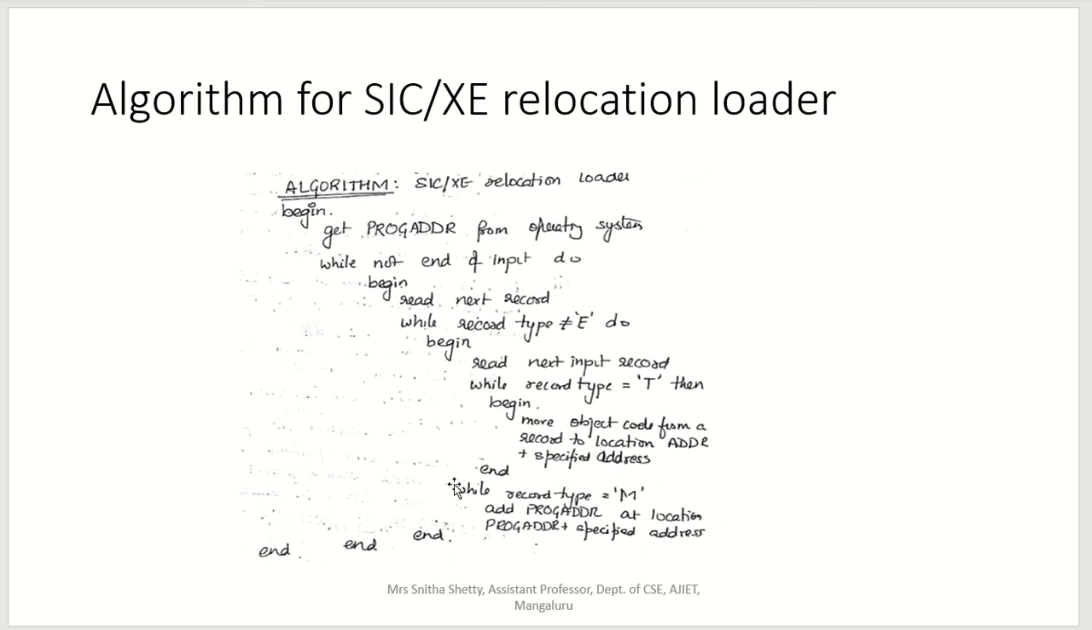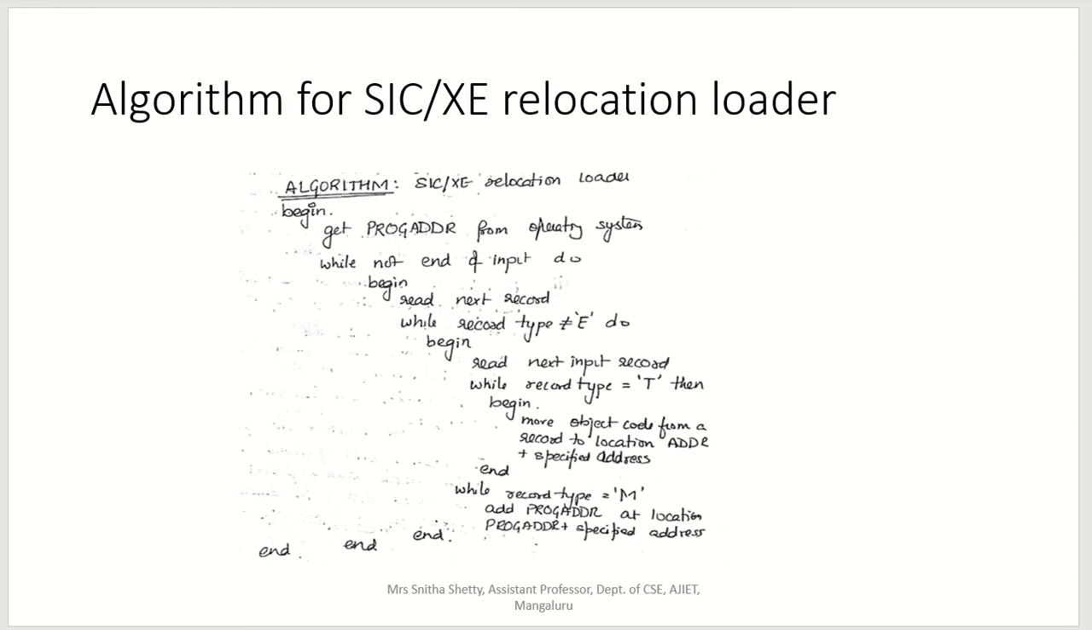Then when the record type is M, add the program address to the location plus the specified address. Assume the program address is 1000, specified as 00. So the data will be stored at 1007. And this is the end of the begin. So this is the algorithm for SIC/XE relocation loading.